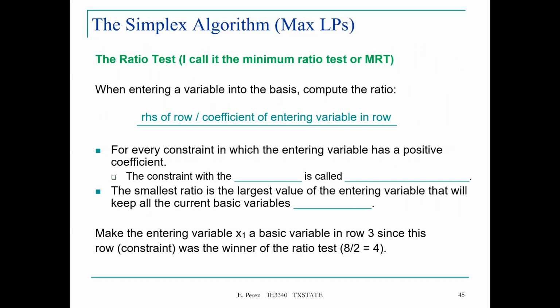For every constraint in which the entering variable has a positive coefficient, the constraint with the smallest ratio is called the winner of the ratio test. The smallest ratio is the largest value of the entering variable that will keep all the current basic variables non-negative. Make the entering variable x1 a basic variable in row 3, since this row constraint was the winner of the ratio test.